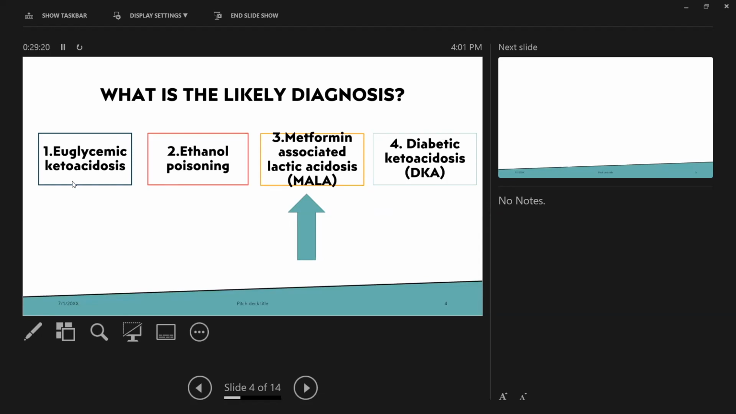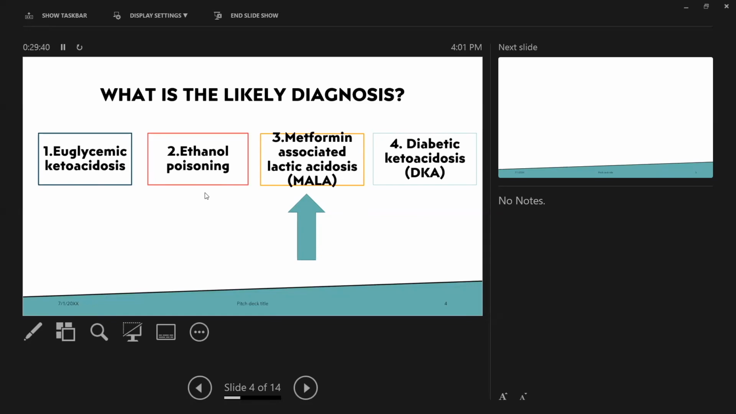So why not euglycemic ketoacidosis? Okay, number one, usually this condition is associated more with patients on SGLT2 inhibitors, your dapagliflozin, empagliflozin, and generally the patient doesn't come with hypoglycemia, okay?